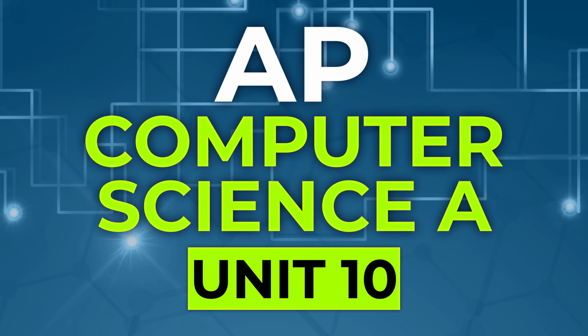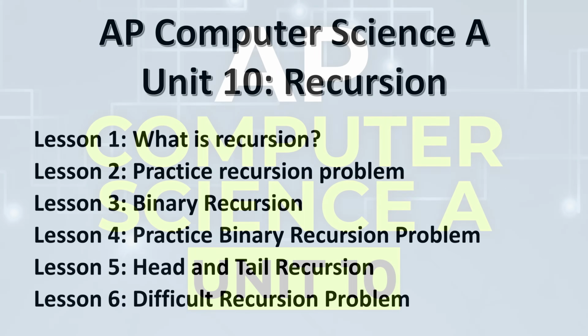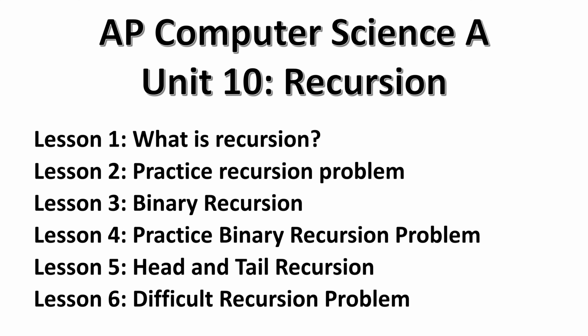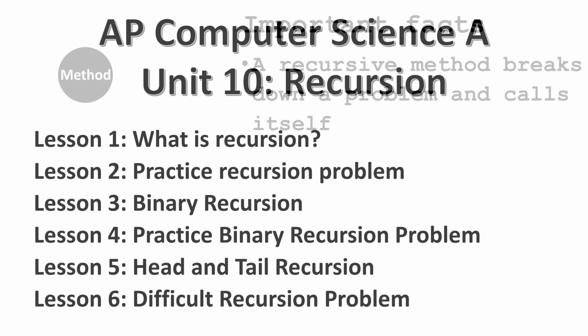Welcome. In these lessons on AP Computer Science A, Unit 10 Recursion, we'll cover the 6 topics listed here. To jump to a specific lesson, check out the timestamps.